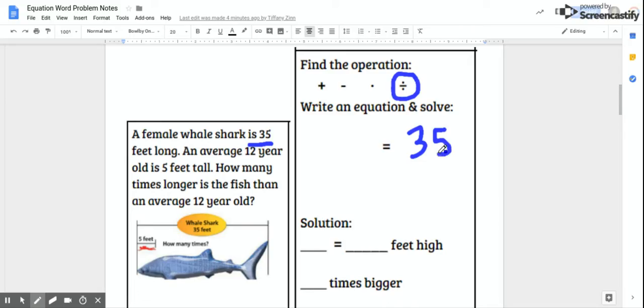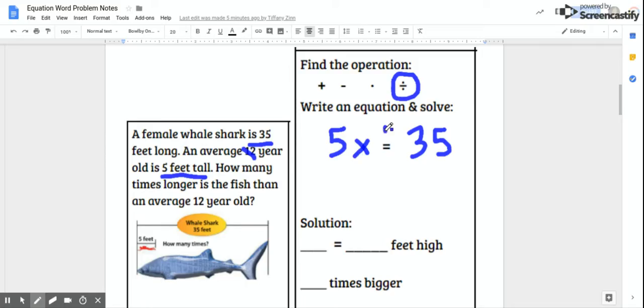And it's not letting me write with my finger, so the handwriting might be really sloppy. I have to use the little keypad thing. On the other side, we don't need the number 12. That's just talking about the age, like sixth grader. We do need the number 5. 5 feet tall. How many times longer? So we know that 5 times whatever number has to equal 35 based off of the word problem they gave us. And now we can solve by dividing.